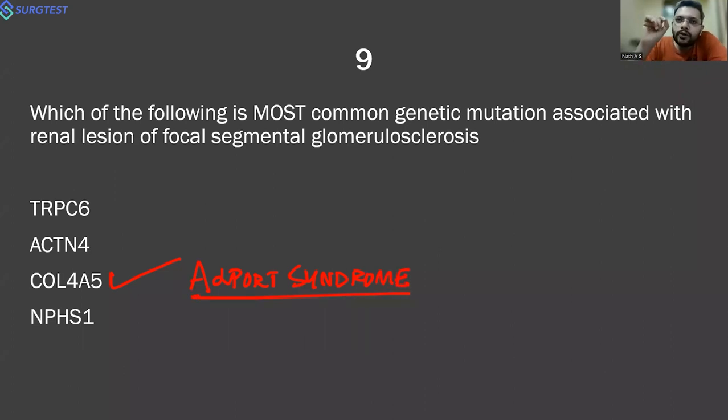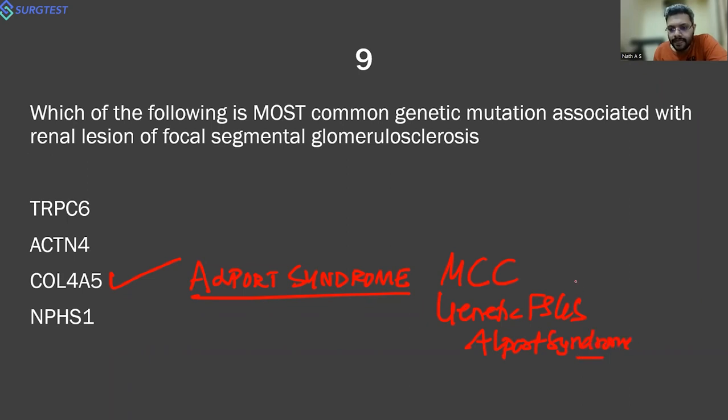So, Alport syndrome is the most common cause of genetic FSGS. Okay, take it from me. Now, if this question had the words primary podocytopathy, something signifying podocytopathy, then this option is eliminated. Collagen 4 alpha 5 gene is eliminated.